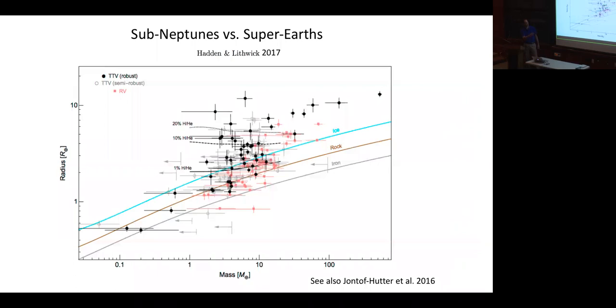These lines here are if you add an atmosphere of hydrogen or helium on top of it. Sorry, the text is very small, but this says 1% hydrogen, helium. So this line is if you add a little atmosphere on top of it, here's a Neptune-like atmosphere of 10%, or even a 20% atmosphere. So you need to add a pretty massive, dynamically significant mass in hydrogen and helium to match some of these really puffy sub-Neptunes.